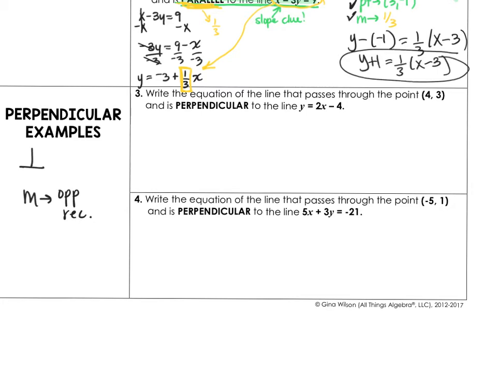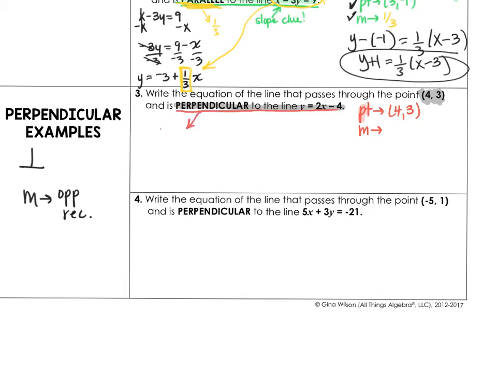So I'm building a line for number 3. I'm building a line that passes through (4, 3) and is perpendicular to y equals 2x minus 4. So my line has the point (4, 3) on it, and I'm going to wait on the slope for a second, because my line's slope is, I don't know yet. So my line is perpendicular to this line.